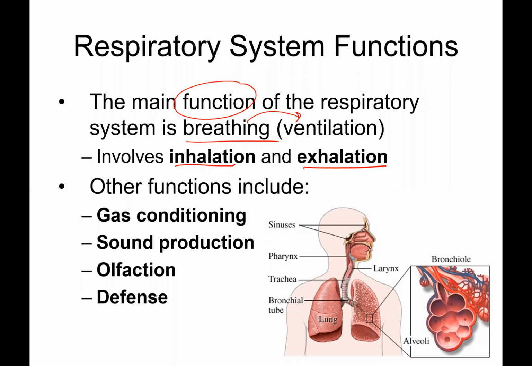Okay, other functions that the respiratory system helps us with is gas exchange, it does help us with sound. So we speak and all the different noises we can make, singing, all that, does come from the lungs as the air comes up and through the vocal cords. So sound production. It does help with olfaction, which is cranial nerve 1, okay, which is smell.